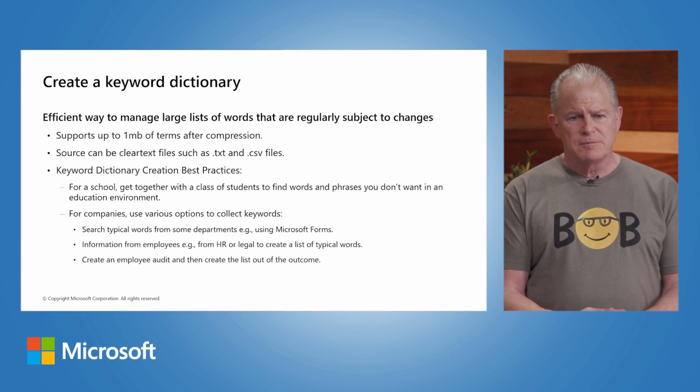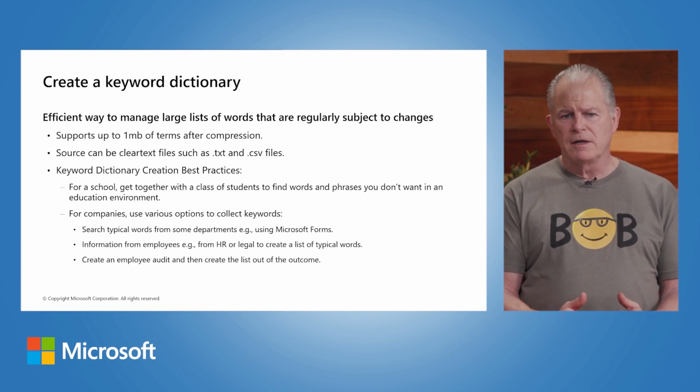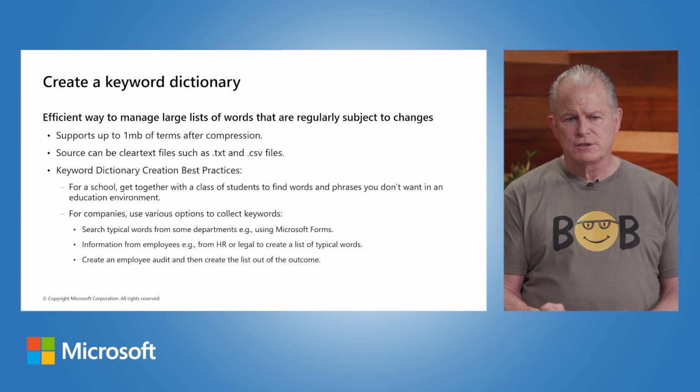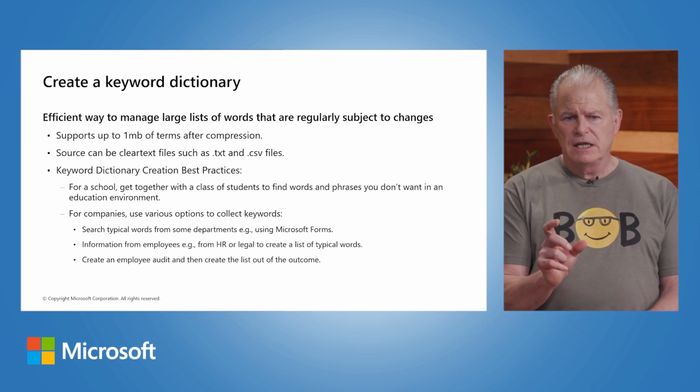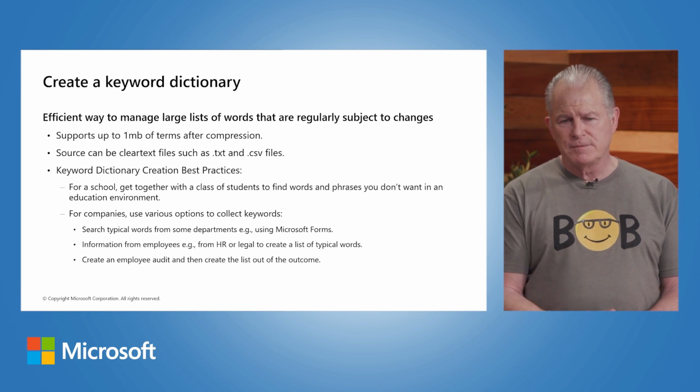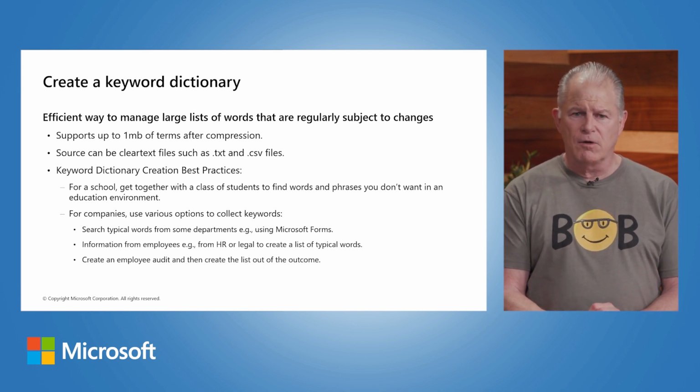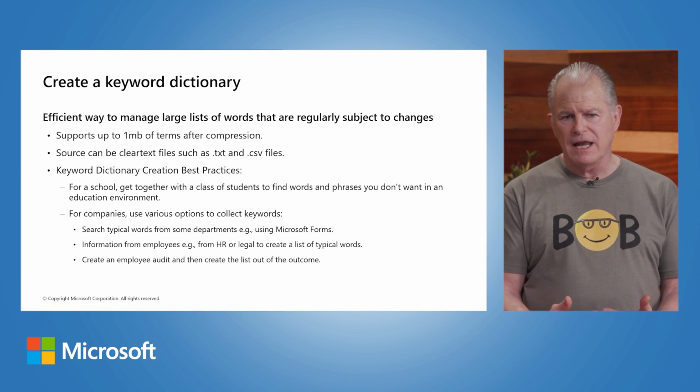You can see some numbers in there, support up to 1 megabyte of terms after compression. And so what you're going to see is a way to define attributes against the object. One of the recommendations is to categorize as much as you possibly can and reach these limits wherever possible to correctly identify the objects that you're trying to identify.